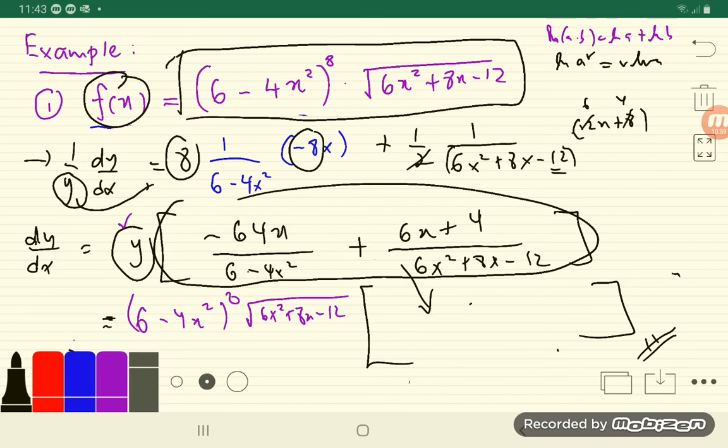Alright, so this is it. You can try to deal with the rest of the examples there.